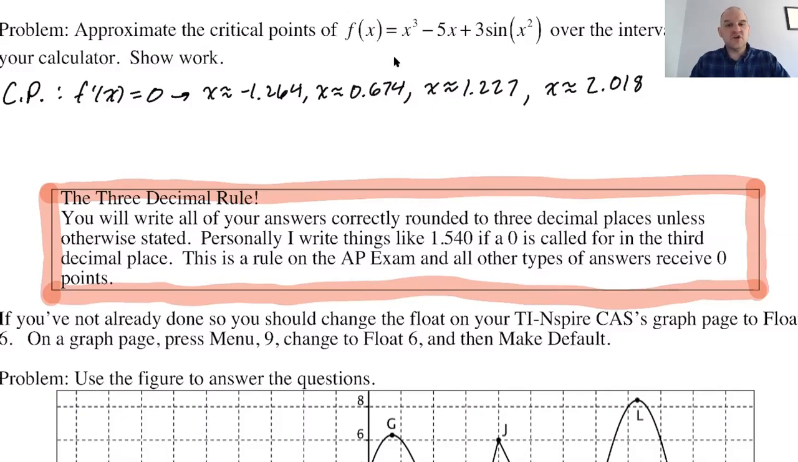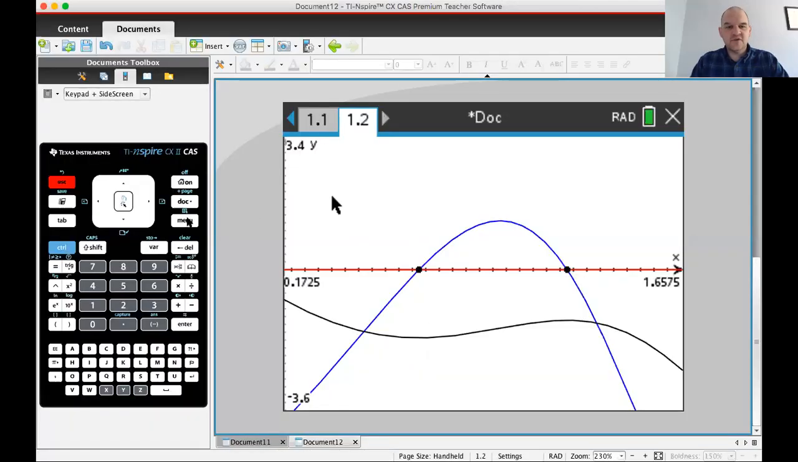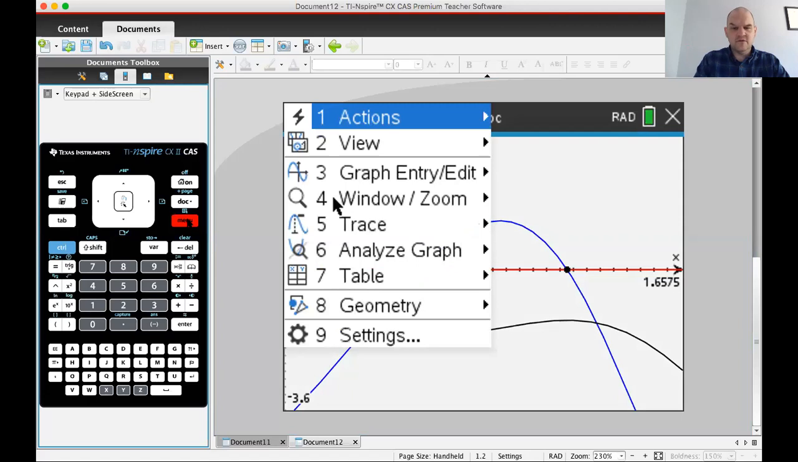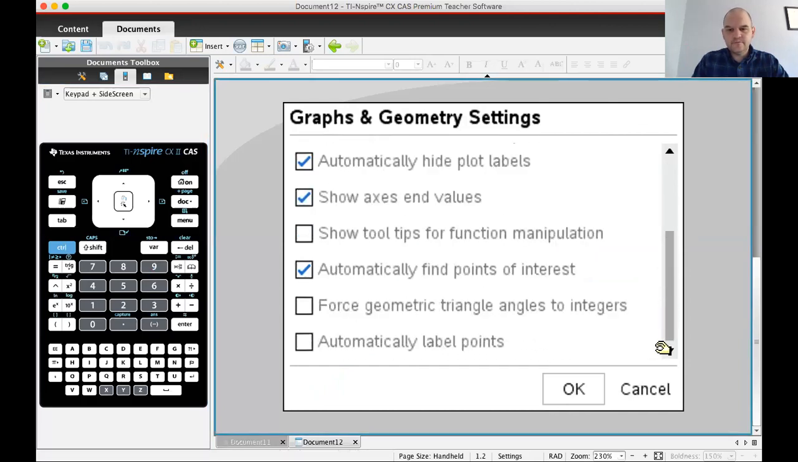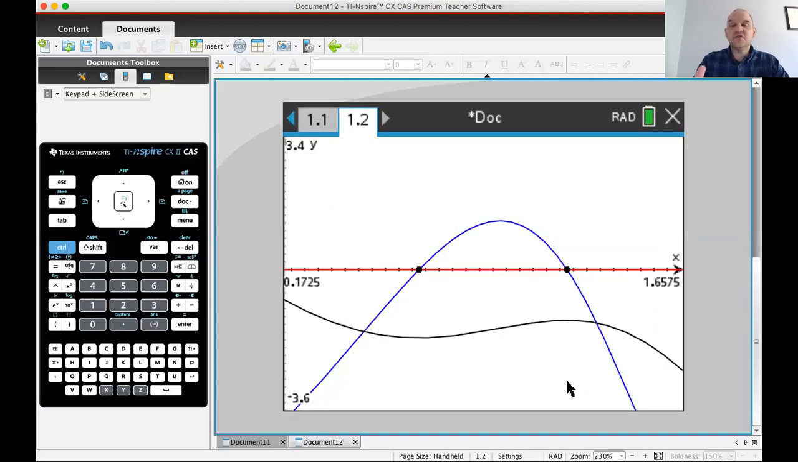If your graph wasn't showing you 3 decimals, let's go back. Mine was, but if it wasn't showing you 3 decimals on a graph page, graphs and calculators have different settings for floats. Go to the graph page, press menu, press 9, change your float to 6, and then scroll down and press OK, or just press enter. It should ask you if you want to make it the default. If you changed anything, say yes. You want to make that your default for all new documents and this document and forever, and just leave it.